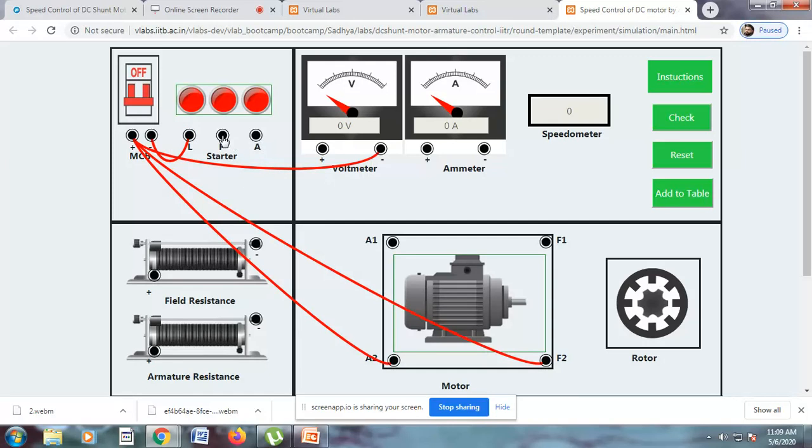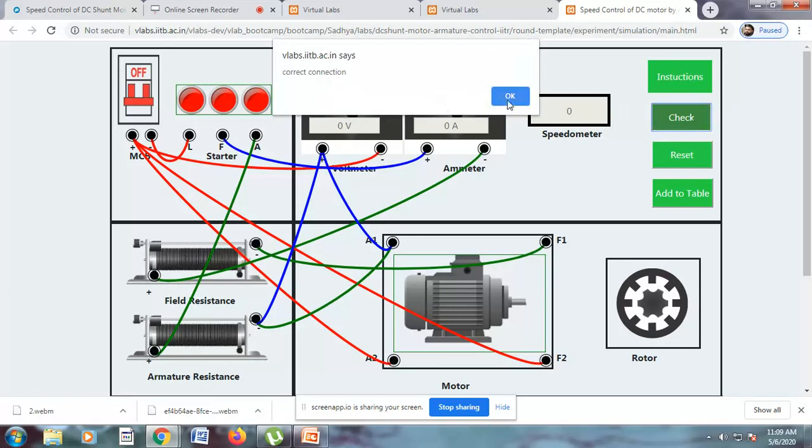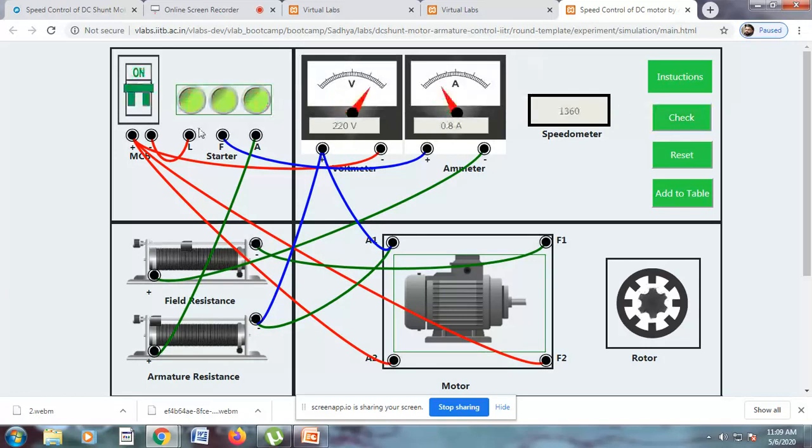Okay. Now field to ammeter, ammeter output connect to field resistance, and the field variable resistance is connected to F1. Now A is connected to armature variable resistance and the output goes to A1. A1 connect to voltmeter positive and positive back to armature variable resistance. Now check the connection. Connection is right. Now on the circuit, circuit is on now.